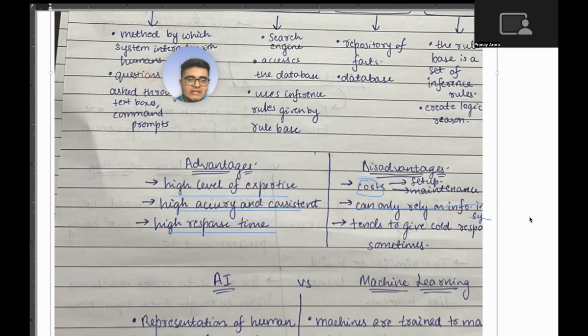Anything that we ask outside it, for example, ChatGPT was also restricted to 2021. If we asked for information outside that, it gave an error. So it can only rely on information that is there inside its system. And it tends to give cold responses sometimes. It tends to give shady responses sometimes, which are not really accurate.